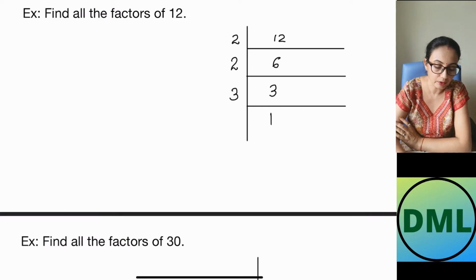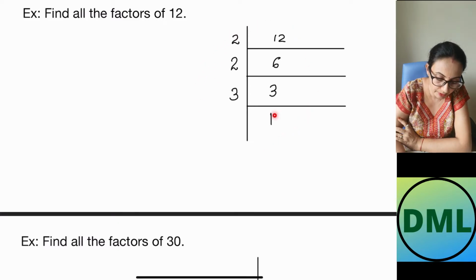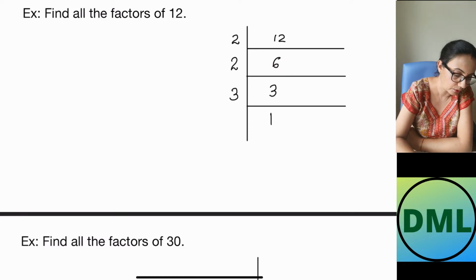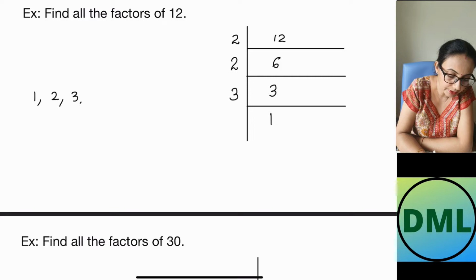I have to write down all the factors of 12. You can see from here, 1 is the smallest factor. 12 is the greatest factor. It is also divisible by 2. It is also divisible by 3. It is also divisible by 6. Let's write down all the values. So it will be 1, 2, 3, 6 and 12.